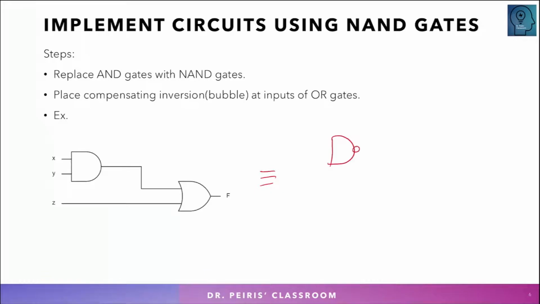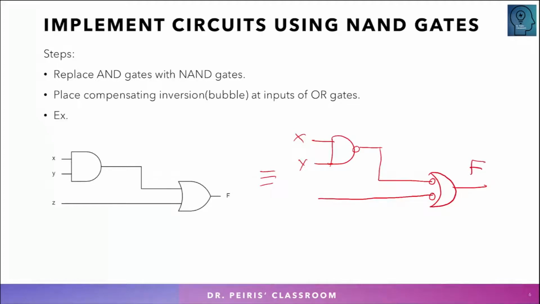So here is the NAND gate and my inputs remain the same, X and Y. Now I'm going to go to the OR gate. In the OR gate, I need to put the inversion at the inputs of the OR gate to make that a NAND gate. So this is a NAND gate.